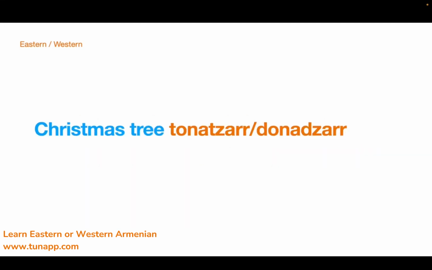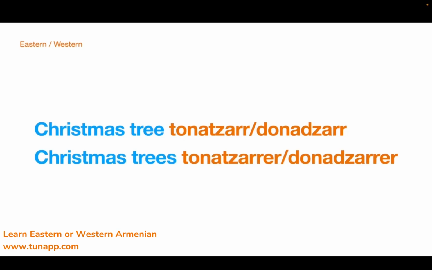Let's take a look at Christmas tree as our final example. Tonat zar or donat zar. In Armenian, the word for tree is tsar or dzar. In this example, as in our others, tsar or dzar has a single syllable, and so the plural of Christmas trees is tonat zarer or donat zarer. Er on the end because tree is a single syllable.